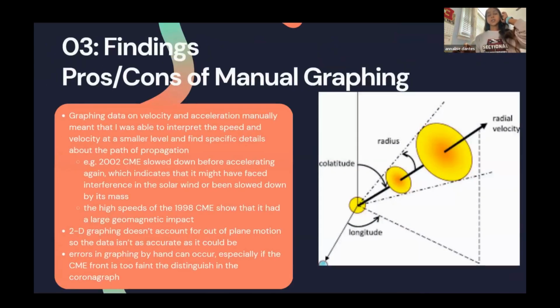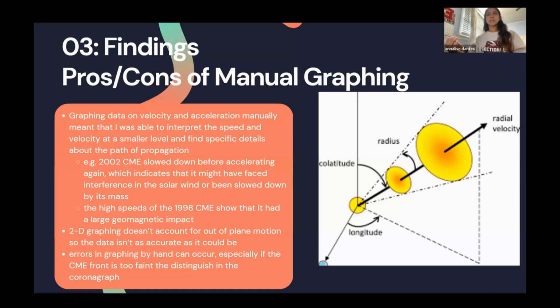So, continuing with my findings. There are some pros and cons to the method that I chose to use. Graphing data on velocity and acceleration manually meant that I was able to interpret the speed and velocity at a much smaller level, because I was calculating velocity and acceleration for each point in its path of motion, as opposed to what the CDAW database does, where it calculates its average acceleration and velocity over its entire path of travel, which is a lot larger than what I was doing.